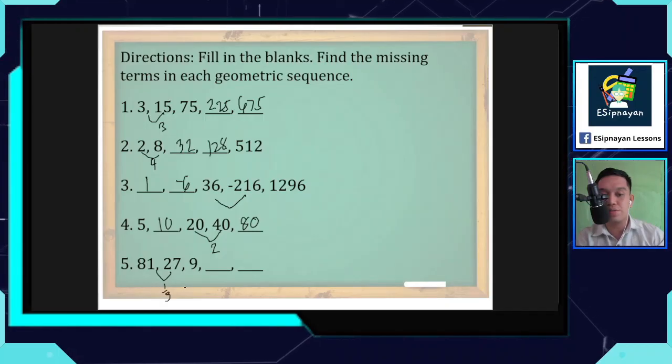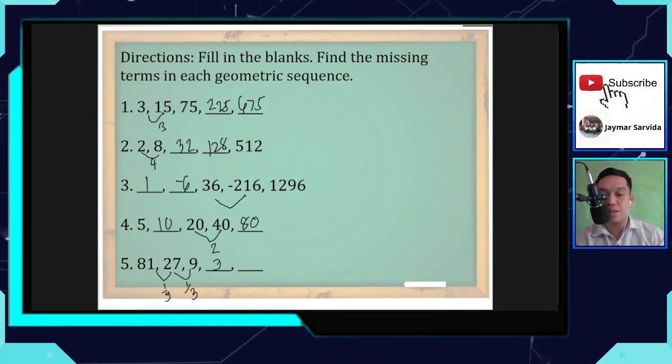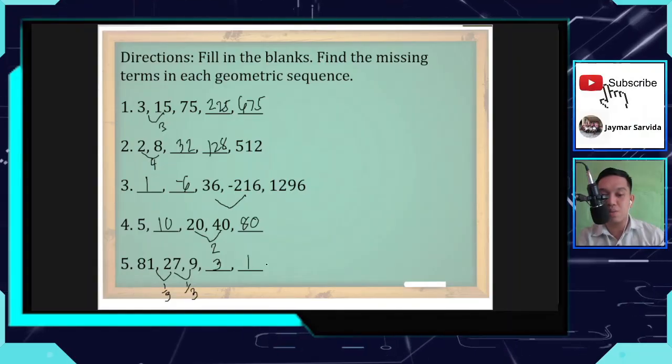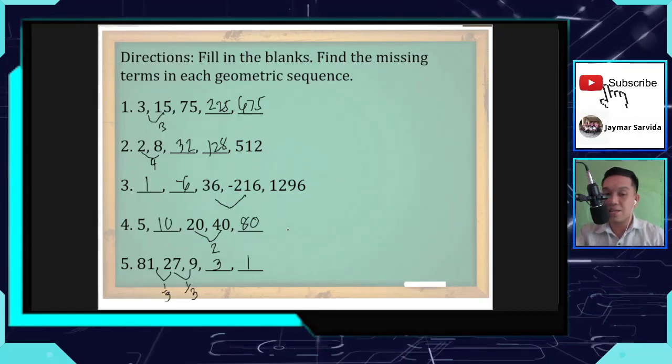Dito naman, at 27, ito ay 1/3. So 1/3 yung kanyang common ratio. 1/3. So 9 divided by 3 is 3. Then 3 divided by 3 is 1. So yan lang yung ating sagot dyan sa 1 to 5.